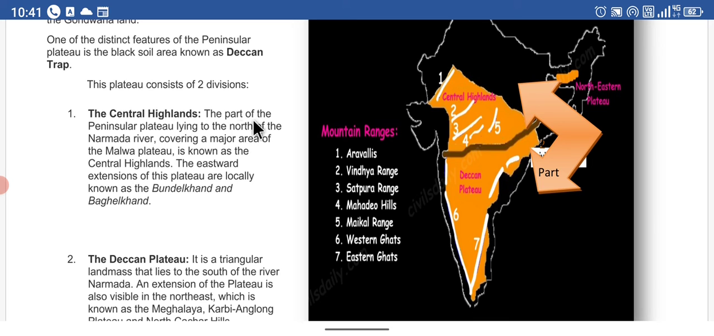The Central Highlands, the part of the peninsular plateau to the north of the Narmada River, covering a major part, the Malwa Plateau, is known as Central Highland. Here on the border of Madhya Pradesh and Rajasthan is the Malwa Plateau and this is the Narmada River. So north of the Narmada River, this area is known as Central Highland. The eastward extensions of this plateau are locally known as Bundelkhand and Baghelkhand. Here near UP, this area is known as Bundelkhand and here near Chhattisgarh, this area is known as Baghelkhand.